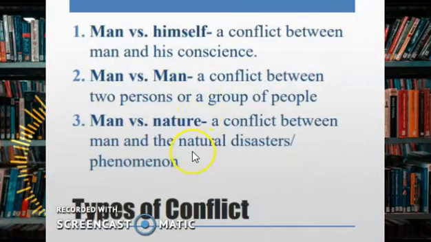Next, we have man versus nature. From the term nature, it is a conflict between man and the natural disasters or phenomena. The movies 2012, Earthquake, and Sharks are examples of man versus nature.